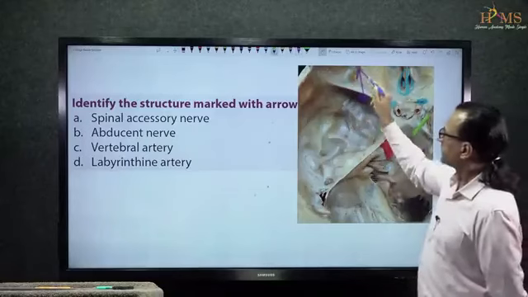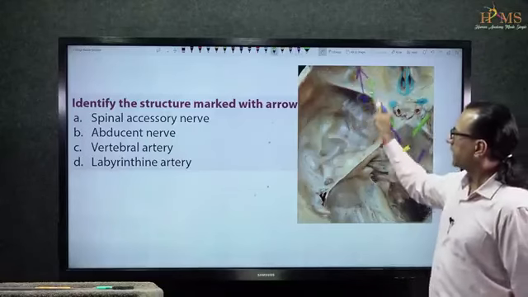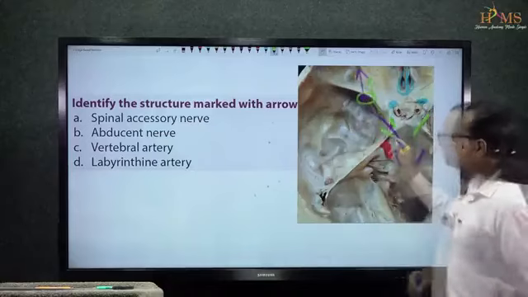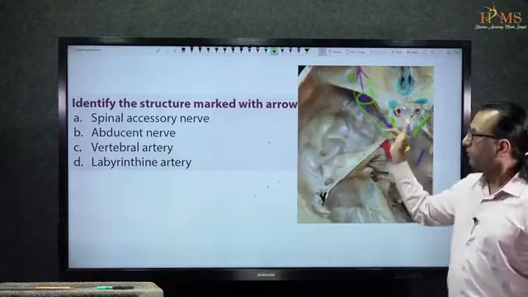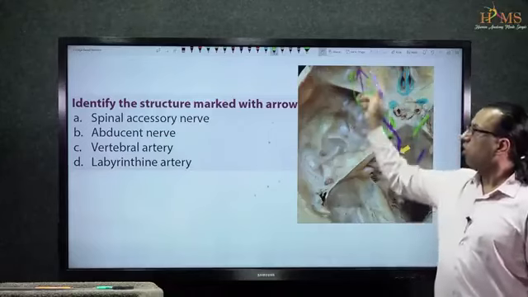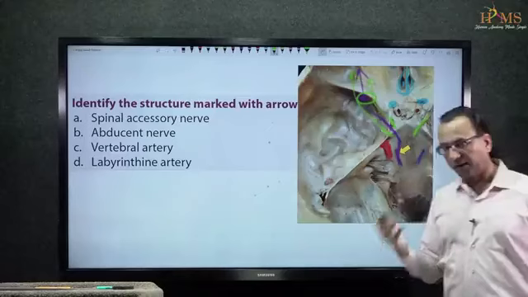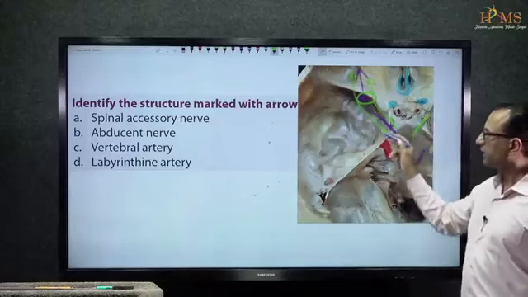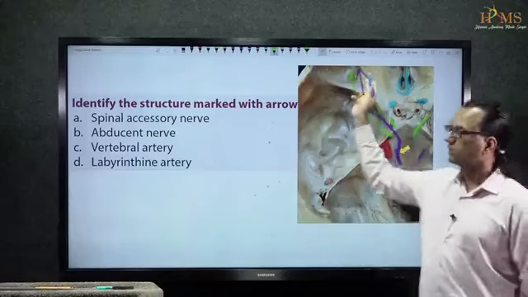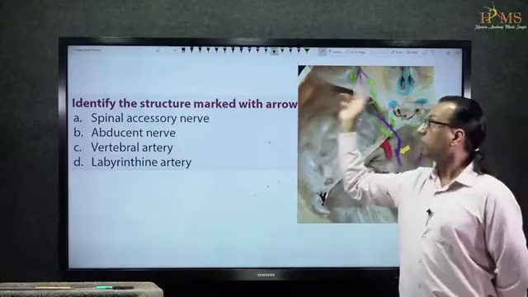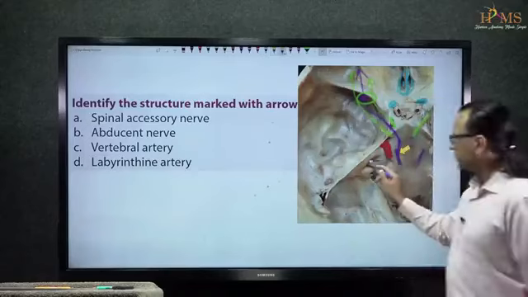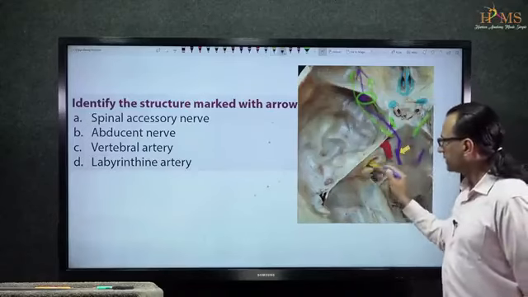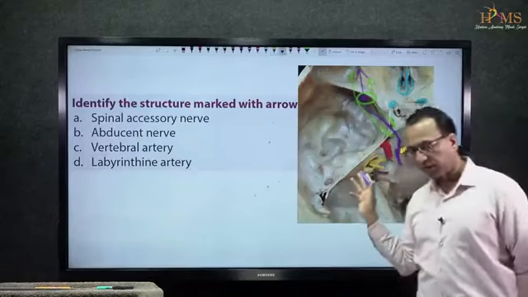Now number 3 and then number 6 will be passing inside the ring of Zinn, whereas the trochlear nerve will be passing outside the ring of Zinn, through the superior orbital fissure to enter the orbit. Now numbers 3, 4, 6 come from the brain stem, pass through the cavernous sinus and the superior orbital fissure to enter the orbit and supply the eyeball muscles there. Now where are number 7 and 8? You'll find number 7 and number 8 are passing through the internal auditory meatus in the posterior cranial fossa.